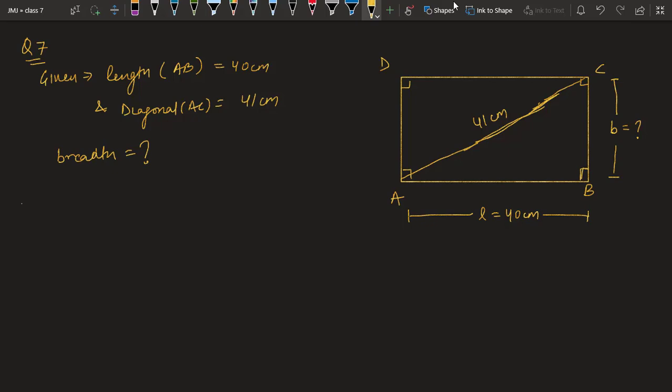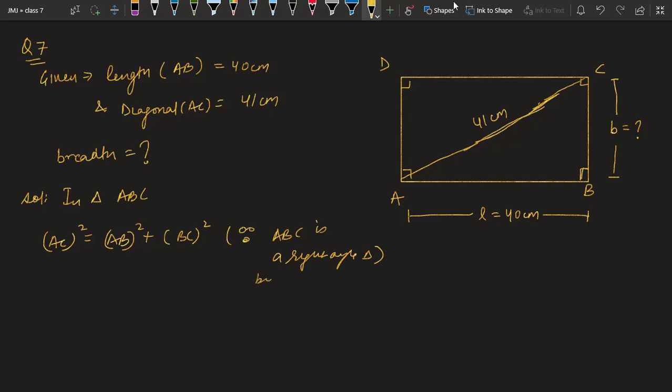So let's see the solution. In triangle ABC, we can say AC square is equal to AB square plus BC square, because ABC is a right angle triangle. By PGT we have written this thing. PGT is Pythagoras theorem. Now the value of AC is 41 equal to AB, which is known to us, 40 square, BC is unknown. Let's find it.